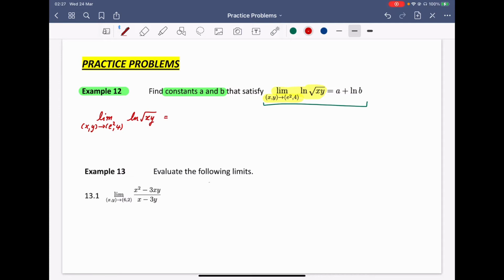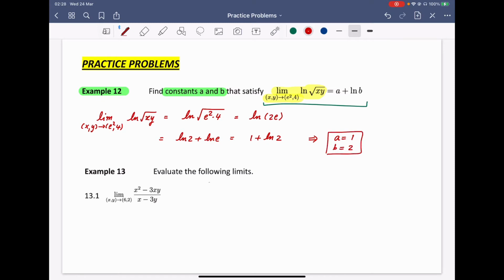So you can plug in numbers. So you get log square root e square times 4, right? Simple like that. And then you simplify a little bit, so you get log 2e. When you have log 2e here, you can use the property of logarithm, because you know that log of a product equals the summation of logs. So this is going to be log 2 plus log e, and that is 1 plus log 2. Wow, this is pretty simple and easy, huh? So at the end, your conclusion is going to be a equal to 1 and b equal to 2. That's it. All right, pretty simple.